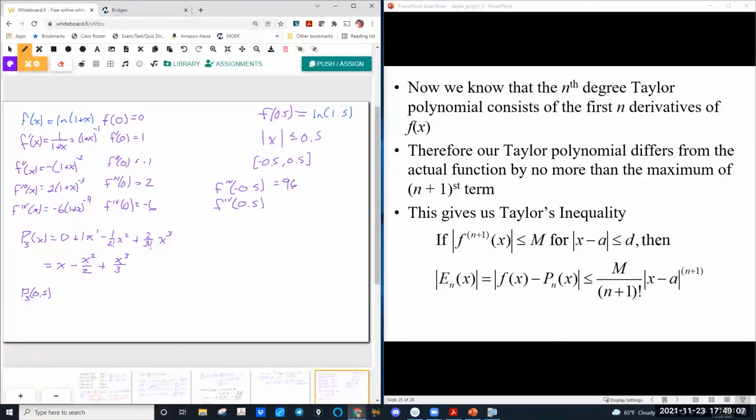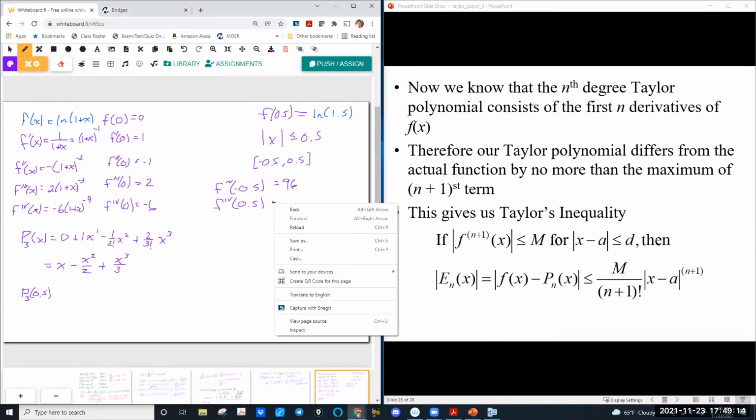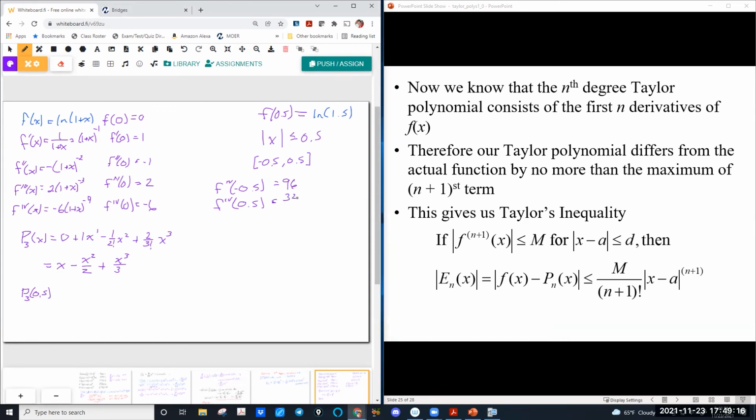Same thing, you're plugging 0.5 into here. And for this, as a fraction, you get 32 over 27. If you want it as a decimal, it's 1.185, and those terms are going to repeat. Okay, so clearly this is going to be our M.